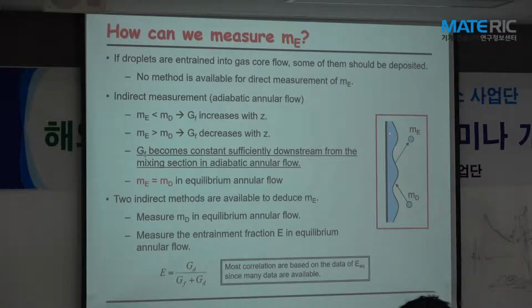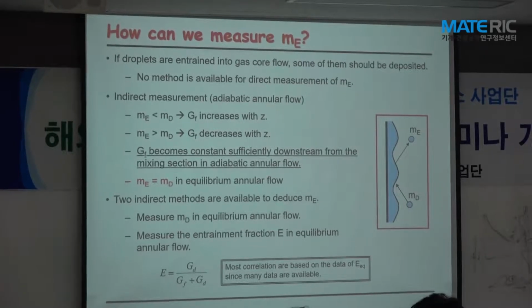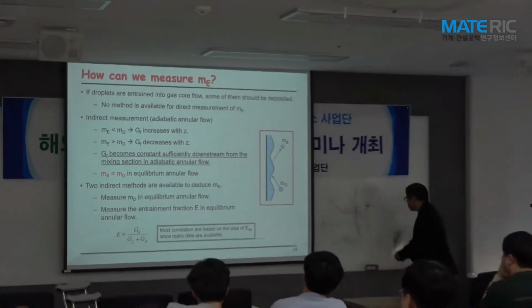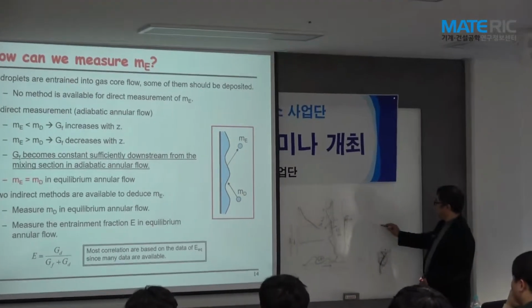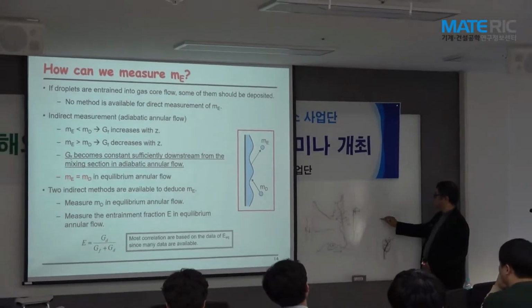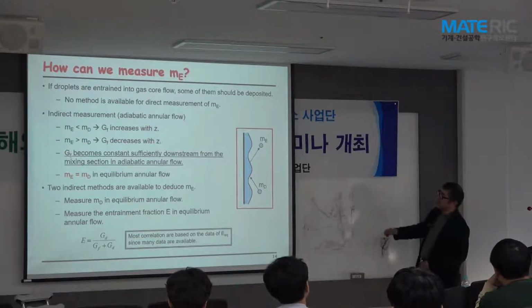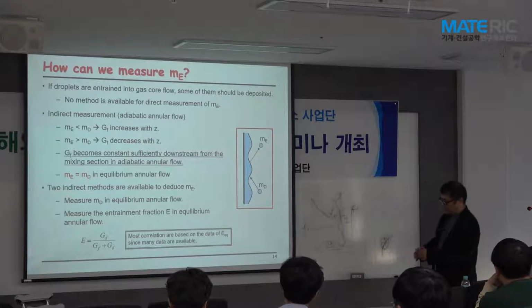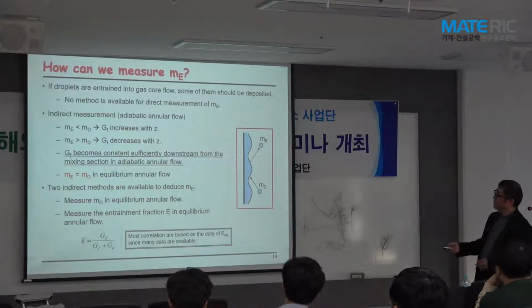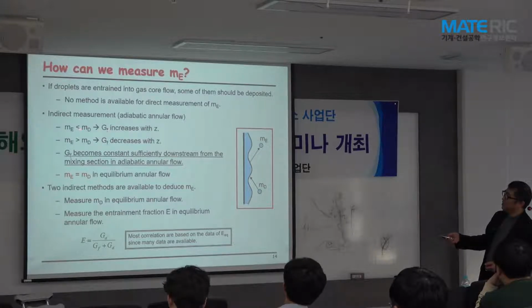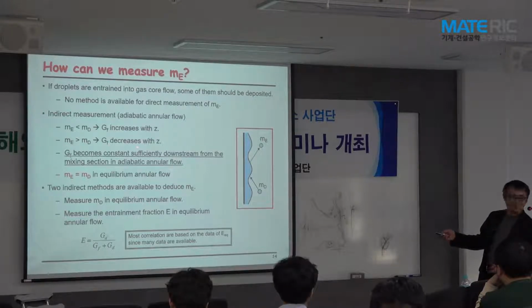Here, there are droplets, and there is a liquid film. Some droplets are entrained and some droplets are deposited. So, for example, 2 droplets are deposited and 1 droplet is entrained. In this case, the liquid film flow rate increases. As you can see, if deposition is greater, the film flow rate increases, and if entrainment is greater, the film flow rate decreases.